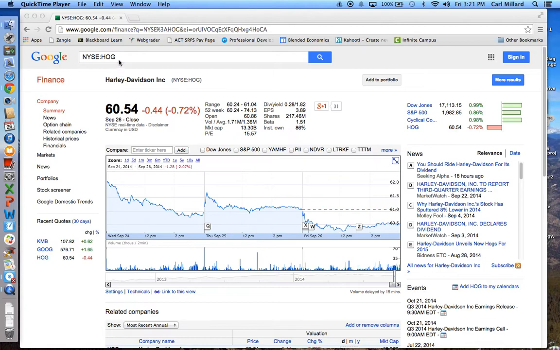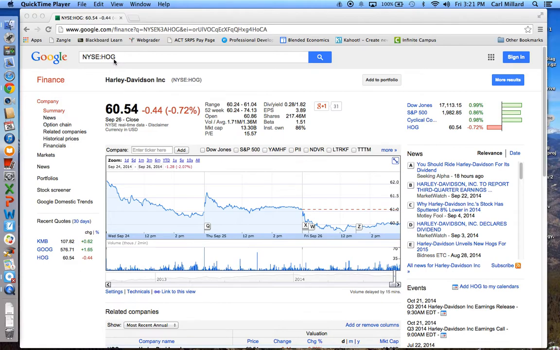I typed in Harley Davidson in the little search bar up here, and it came back with HOG, which is their ticker symbol. Back in the old days of newspapers, things were abbreviated because they didn't have so much space. So HOG is, like I said, a ticker symbol, just an abbreviation for Harley. And every company has that. You'll see that probably as we go through today.